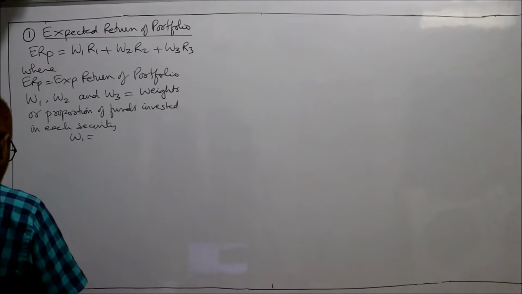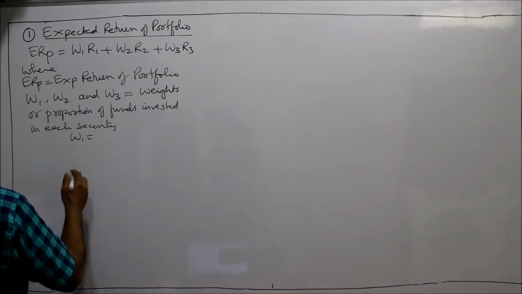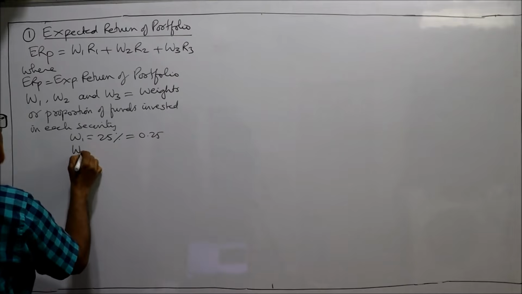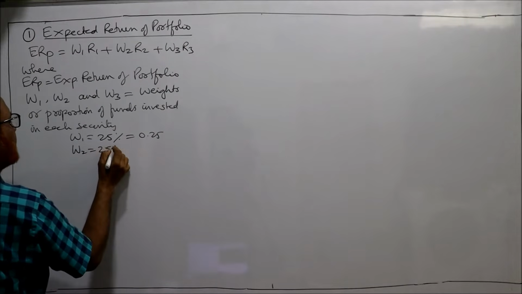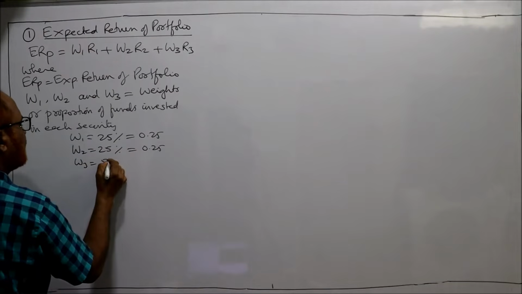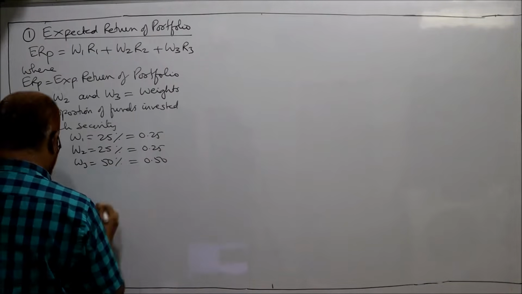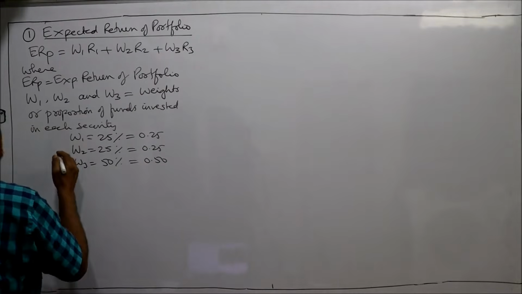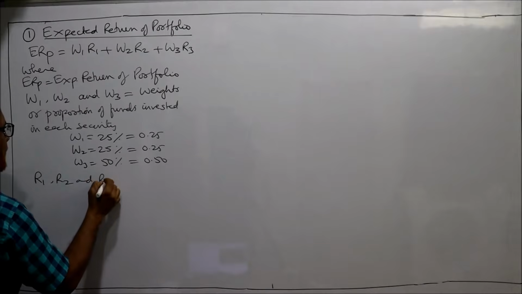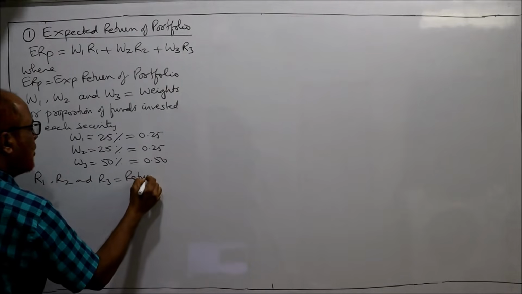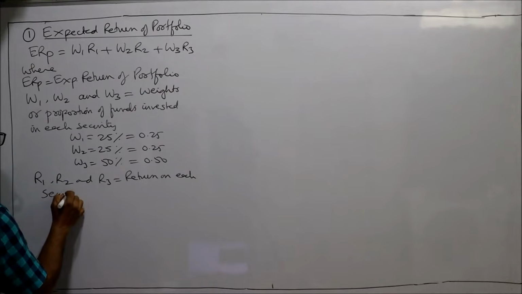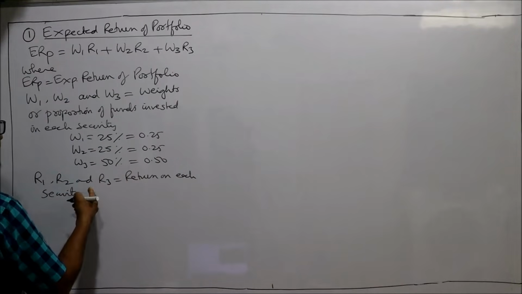W1 is equal to, what is the percentage given in the problem? 25% is equal to 0.25. W2 is again 25%, 0.25. W3 is equal to 50%, 0.5. Then R1, R2, R3 is equal to return on each security.